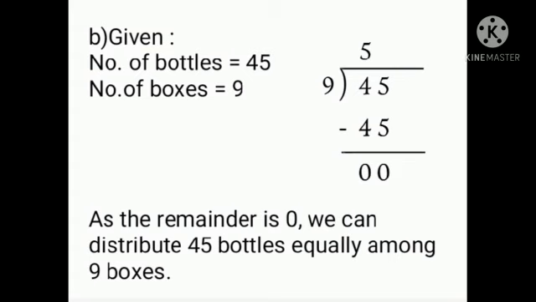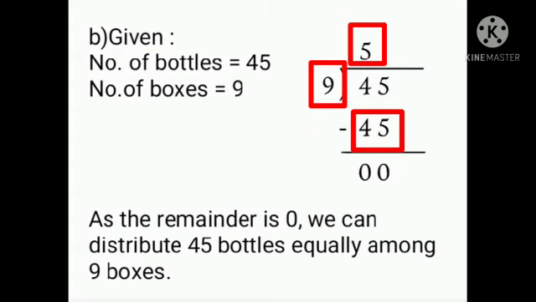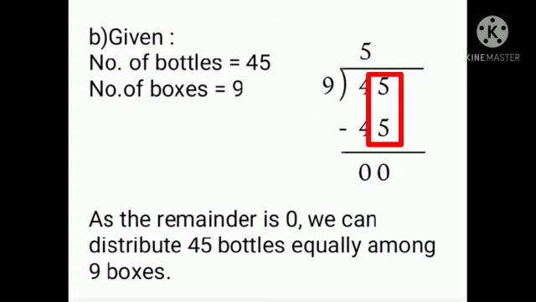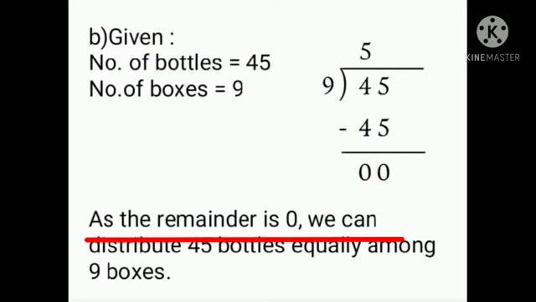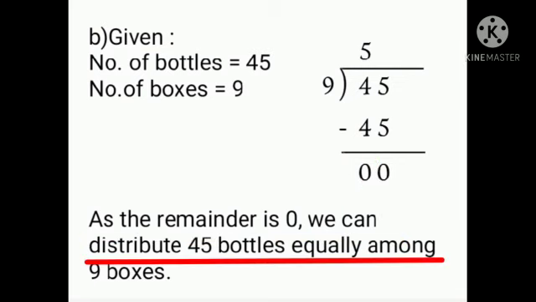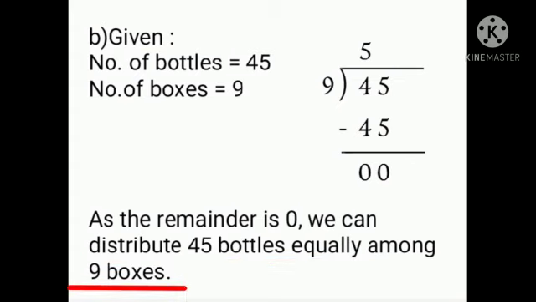We will start saying 9 table till we get 45. So 9 5s are 45. Let's start subtraction. 5 minus 5 is 0. 4 minus 4 is 0. As the remainder is 0, we can distribute 45 bottles equally among 9 boxes.